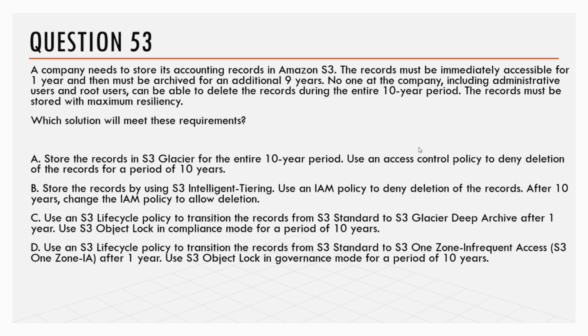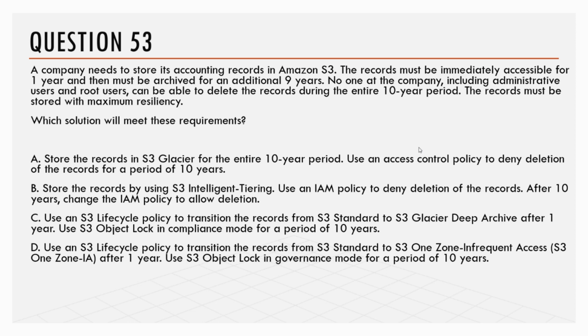And the options are A. Store the records in S3 Glacier for the entire 10-year period. Use an access control policy to deny deletion of the records for a period of 10 years. Option B. Store the records by using S3 Intelligent-Tiering. Use an IAM policy to deny deletion of the records. After 10 years, change the IAM policy to allow deletion.